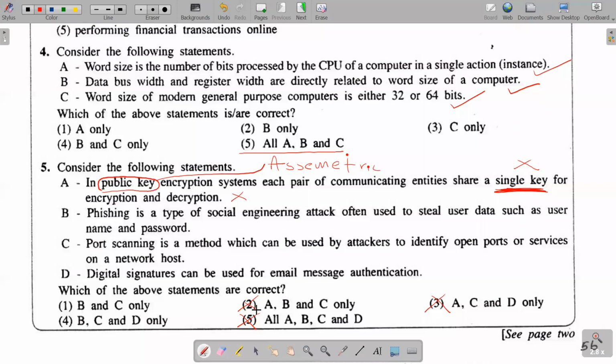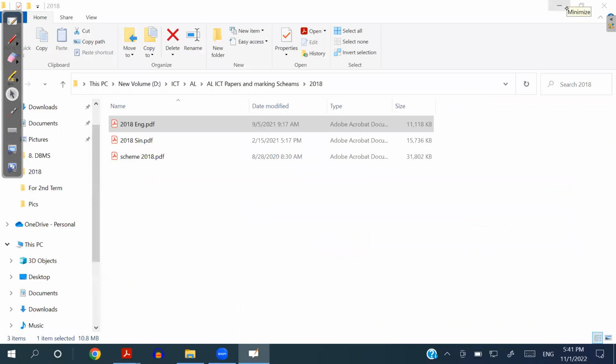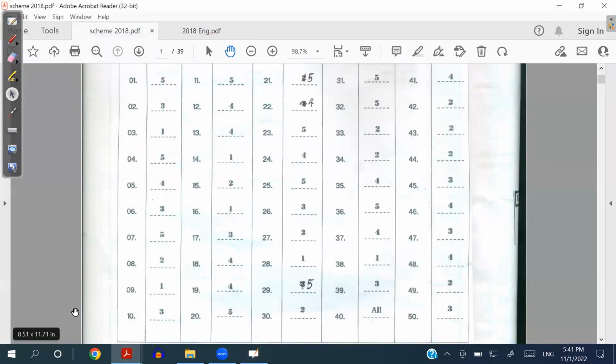And phishing is a type of social engineering attack often used to steal user data such as username and password. That is correct. B should be in your answer. Port scanning is a method which can be used by attackers to identify open ports or services on a network host. Yes, that is correct. That is what we call port scanning. A digital signature can be used for email message authentication. Yes, that can be done as well. So the correct answer is going to be the fourth one for the fifth question. Let me check the marking scheme. Yeah, for the fifth, it's the fourth answer.